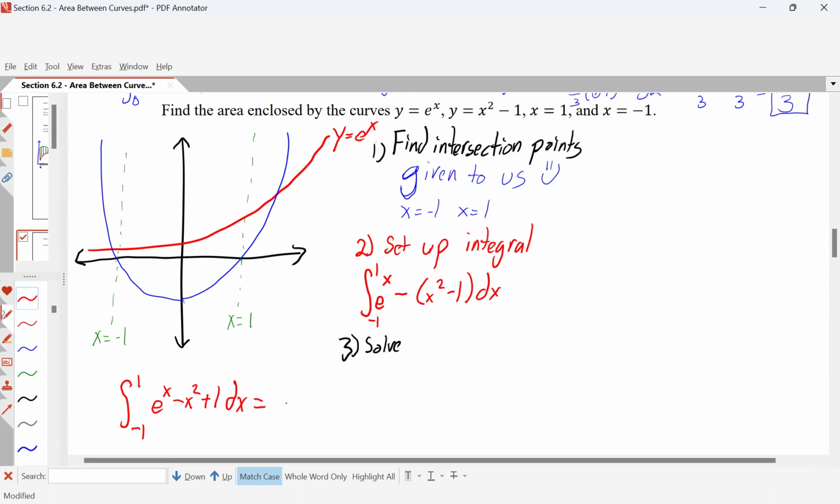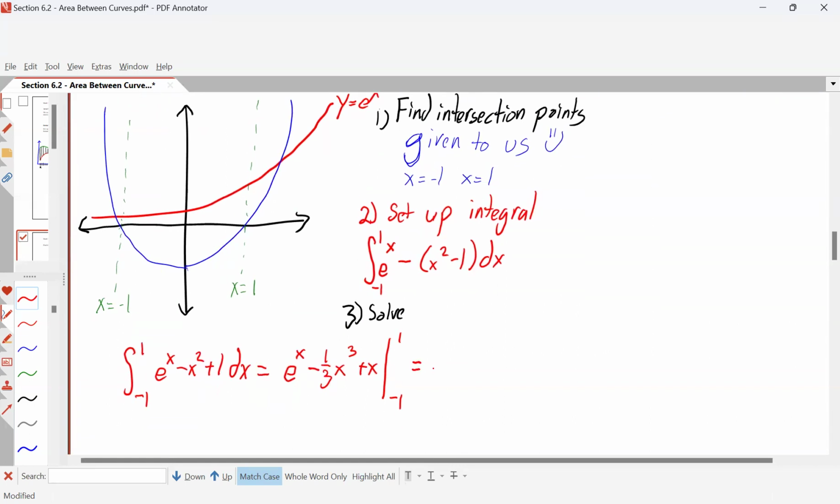And the antiderivative there, we have the e to the x rule. So e to the x. Then we have two power rules. So add 1 to the power, minus x cubed and divide by our new power. So minus 1/3 x cubed. And then the antiderivative of 1 is x. This is being evaluated from -1 to 1. So plugging in those bounds, we have e to the first minus 1/3 1 cubed plus 1 minus e to the negative 1 minus 1/3 negative 1 cubed plus negative 1.